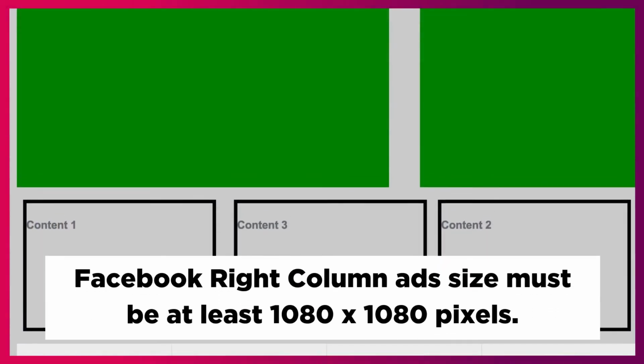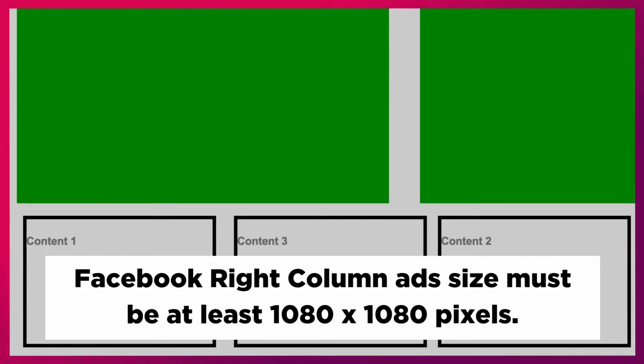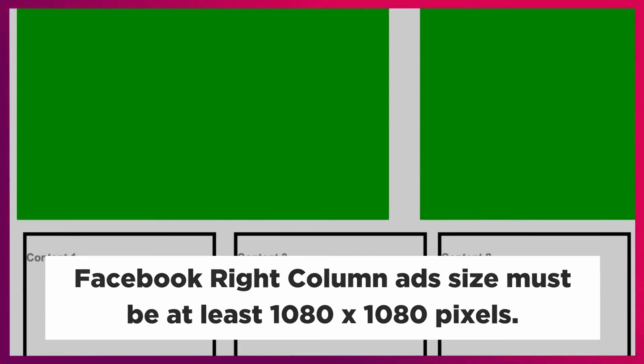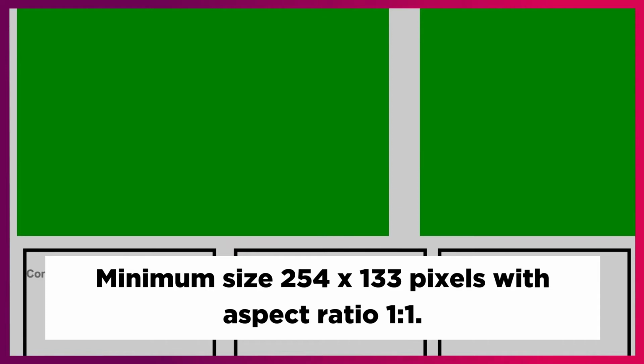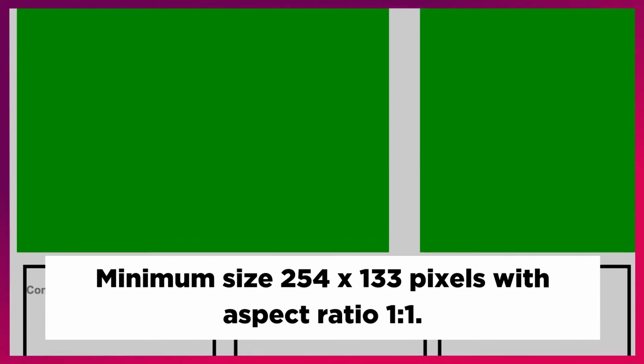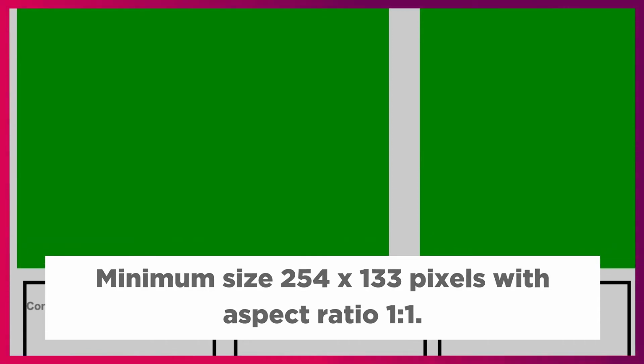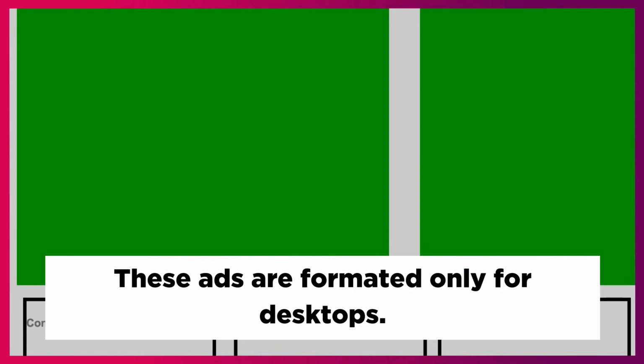Facebook right column ads size must be at least 1080 by 1080 pixels. Minimum size 254 by 133 pixels with aspect ratio 1:1. These ads are formatted only for desktops.